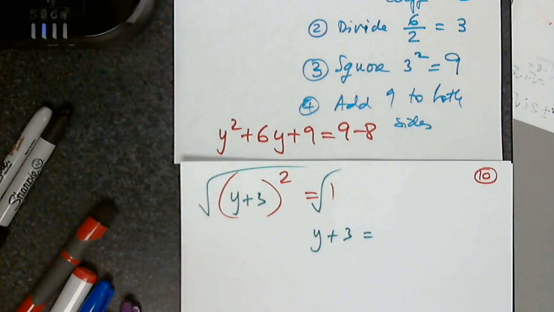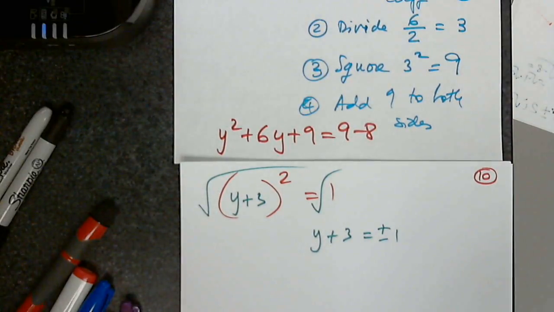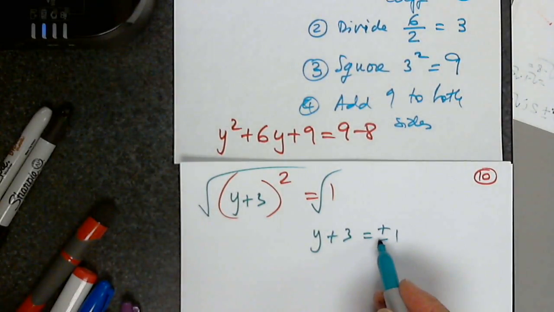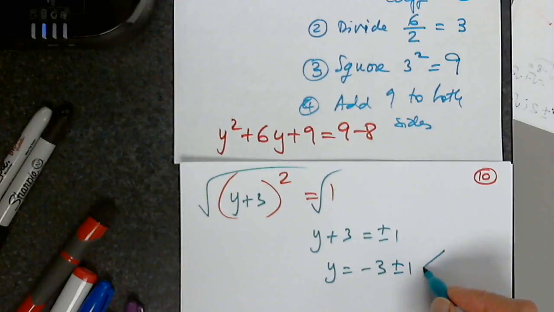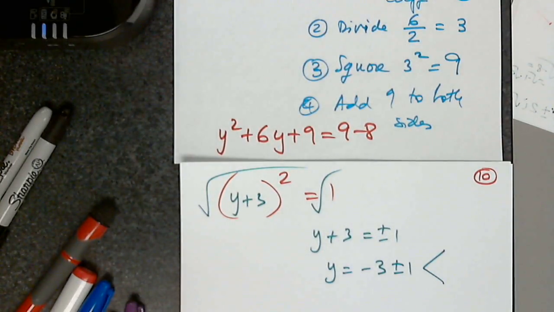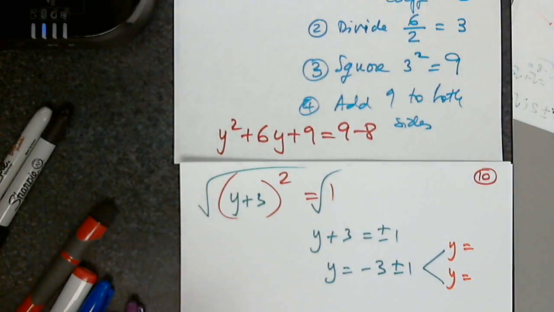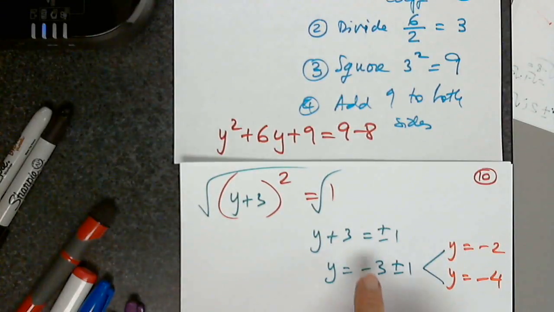So then y plus 3 equals, and if I forget something very important, I will only get one solution, not both. Plus or minus 1. Remember, I moved 3 between plus or minus and the equal symbol, nowhere else. Since I can simplify them, I must separate them. And I separate them and I get y equals and y equals. -3 plus 1 is -2. -3 minus 1 is -4. That's the method of completing the square.